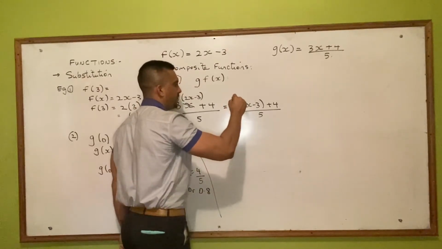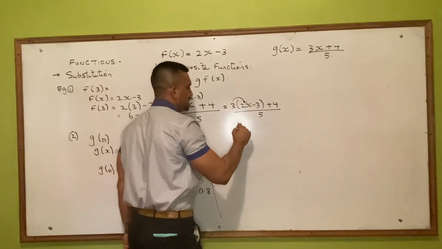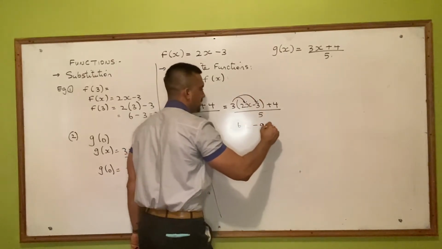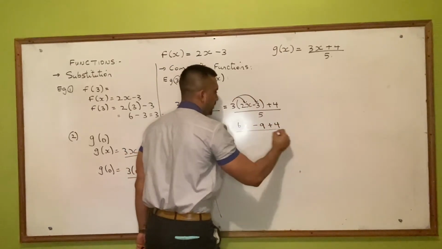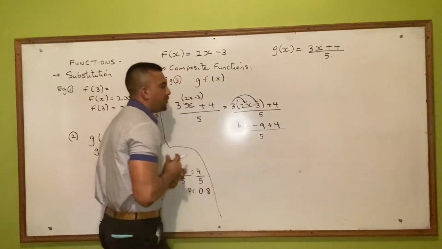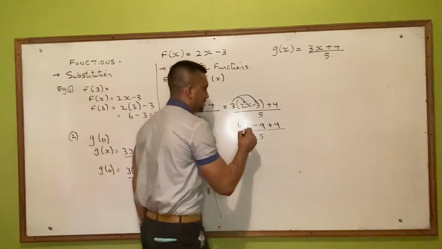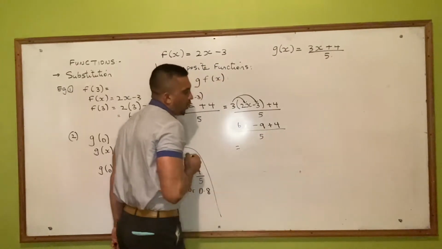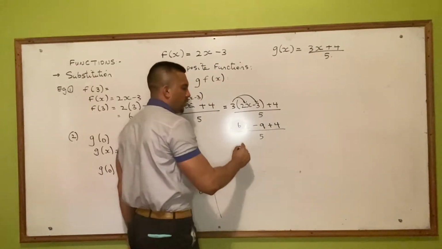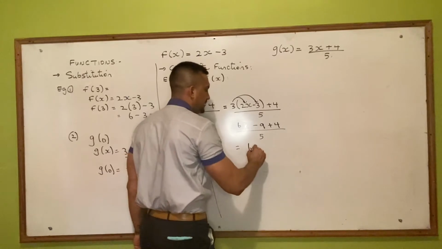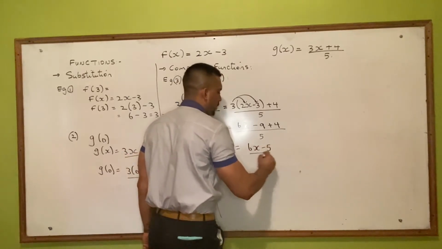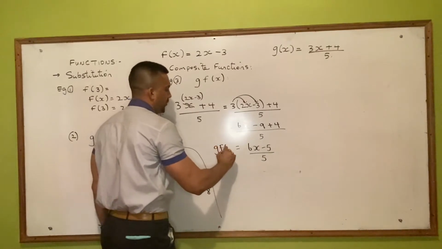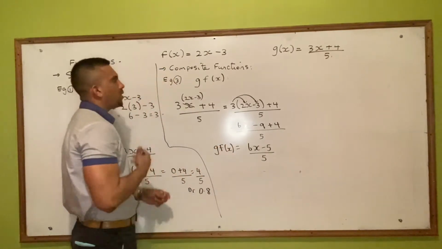Bracket means to simplify. So we get 3 by 2x, 6x. 3 by minus 3, we get minus 9. Plus 4 all over 5. When simplified further, we get 6x minus 9 plus 4. Minus 9 plus 4 is minus 5. So we get 6x minus 5 all over 5. So this is what g of f of x is. This is called a composite function.